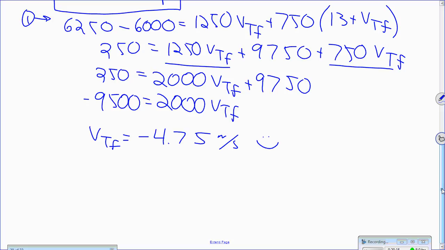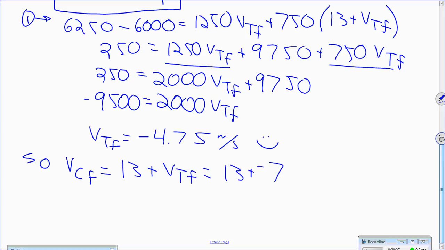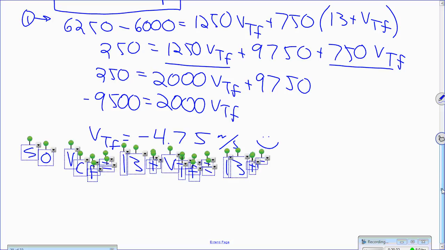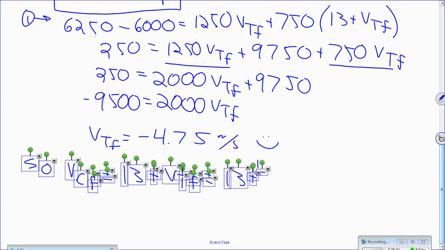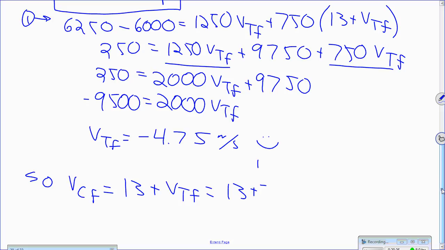All right. So is everybody good with how we did this? So now the velocity of the car final was 13 plus VTF, right? So that's 13 plus negative 4.75, and so it gives you 8.25.